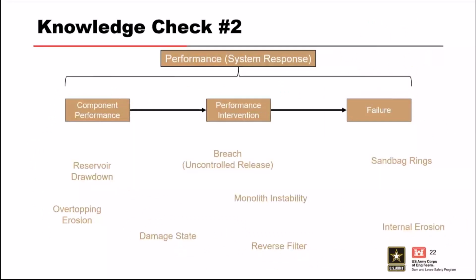All right, let's clear all of these, turn that off. Yeah, so here's the solution to knowledge check number 2, and I think most of you nailed that one pretty well. Overtopping erosion, monolith instability, and internal erosion all get matched up with our component performance. Reservoir drawdown, reverse filters, and sandbag rings are matched with performance intervention. And then damage state or breach, uncontrolled release get matched up with our failure sub-element.